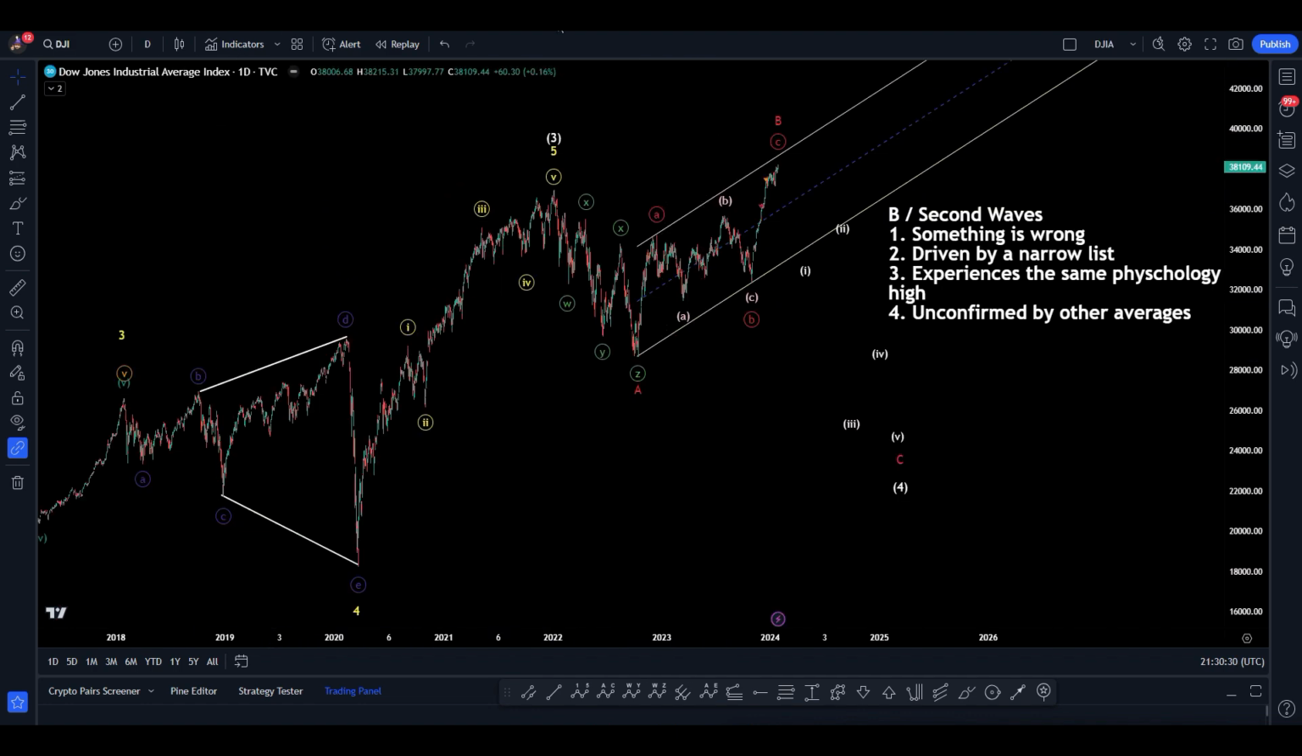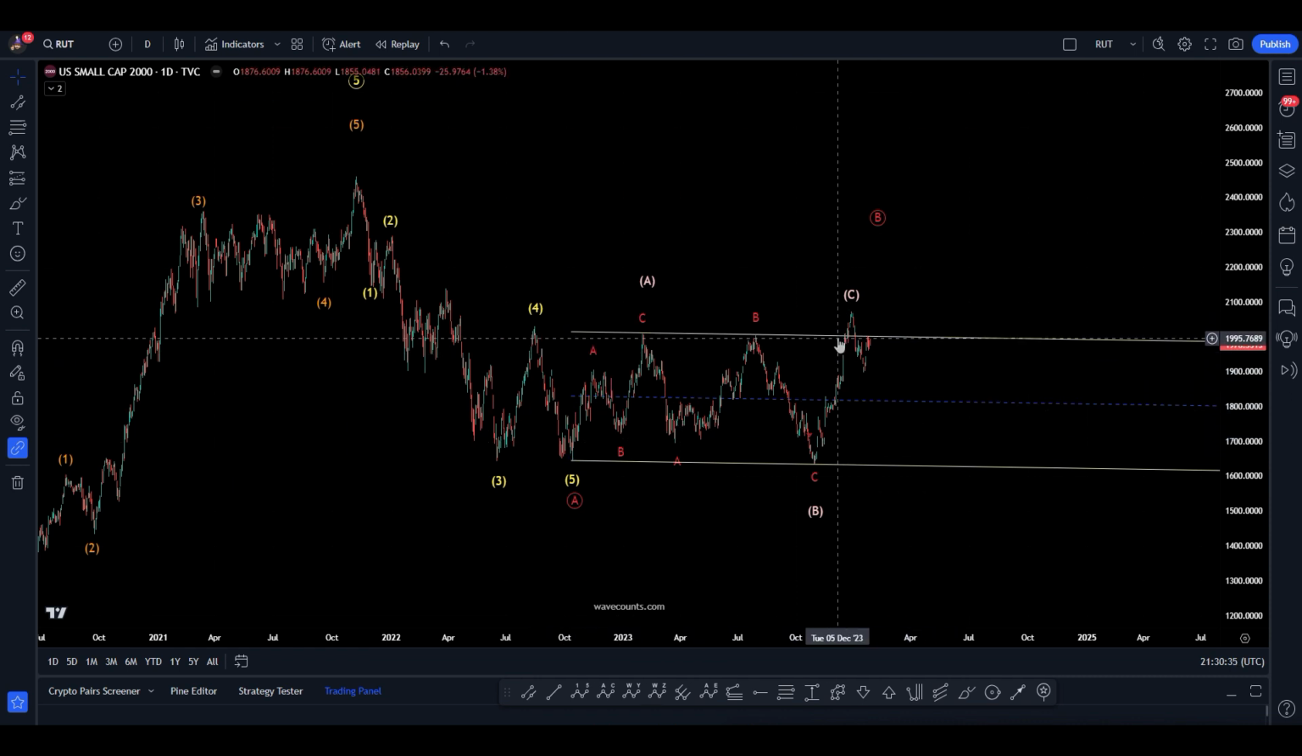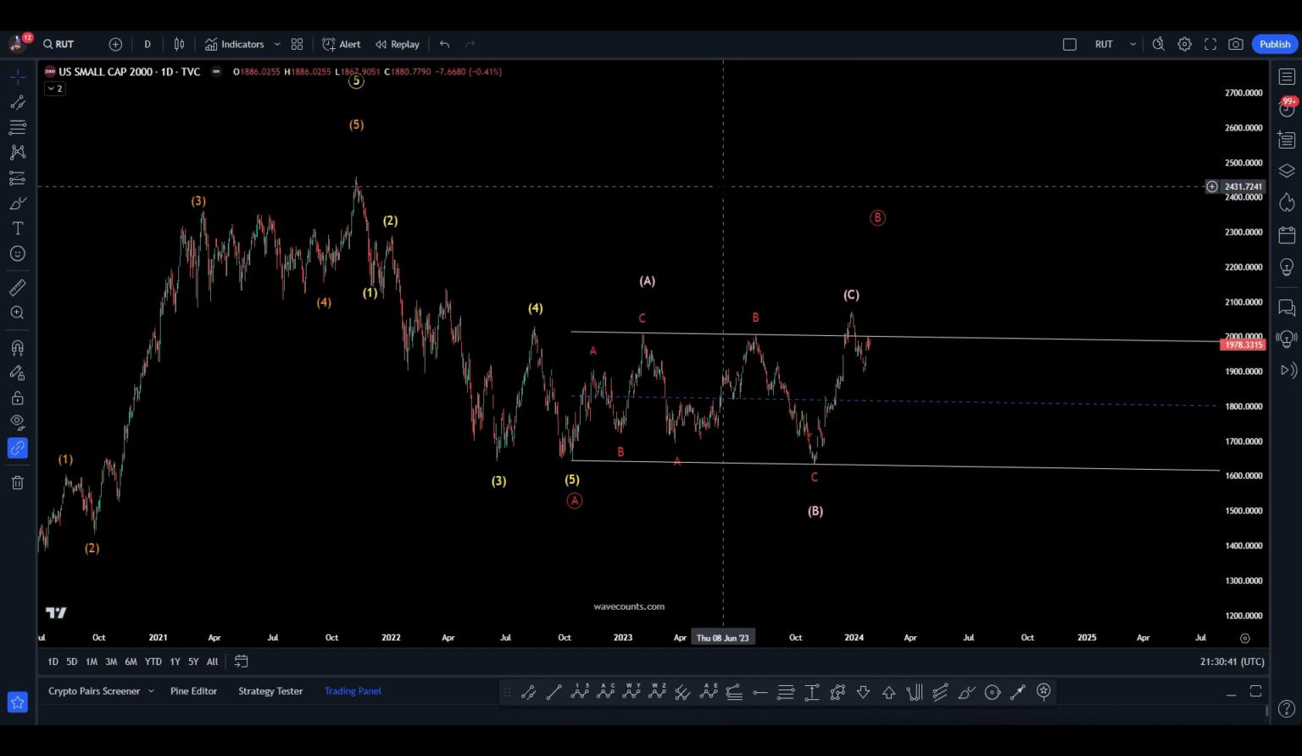The Russell, contained by parallel lines. This is a flat pattern, okay? Slight throw over in the C, right back into the channel, back test. I think you know what's next.